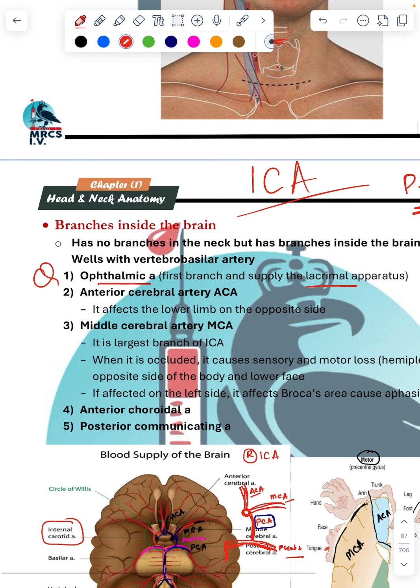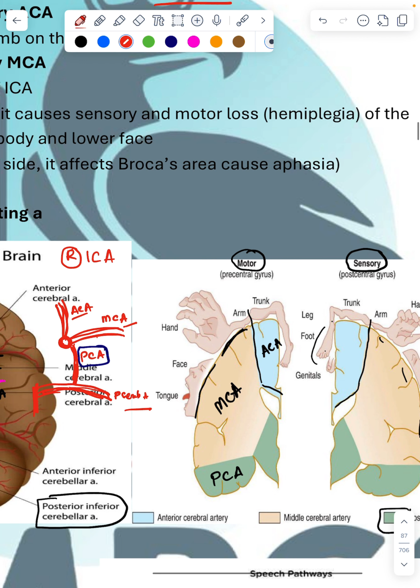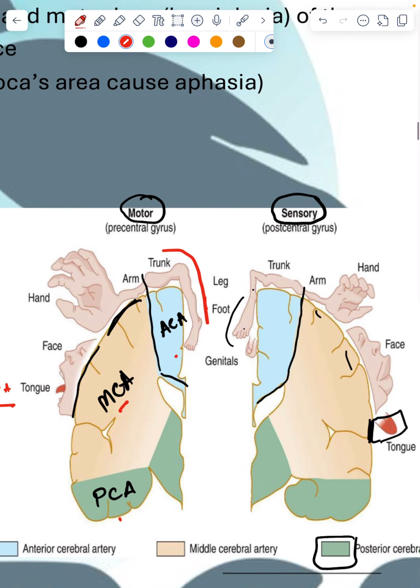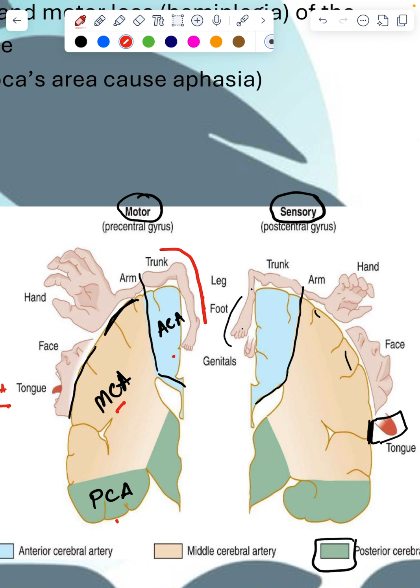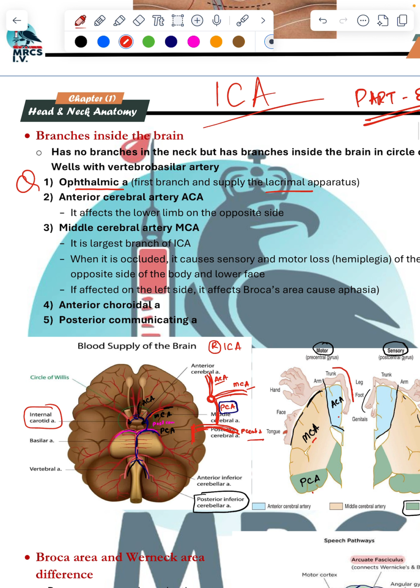Anterior cerebral artery affects the lower limbs on the opposite side. So if you see like this, anterior cerebral, middle cerebral, posterior cerebral. The lower limb is represented here. This is the motor part. So the lower trunk is represented on the medial side, and on the lateral side there is the hand and the face. So anterior cerebral artery is supplying the motor part of the trunk. Even if you see sensory, the lower limbs are represented more, the abdominal trunk as well. So anterior cerebral is moreover supplying the lower limb.